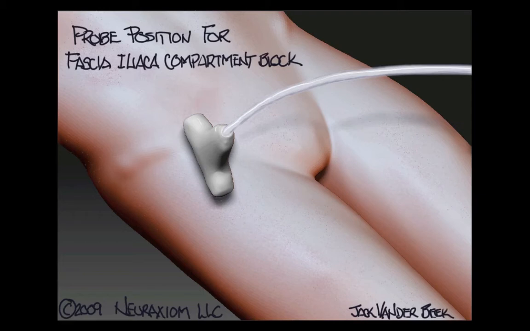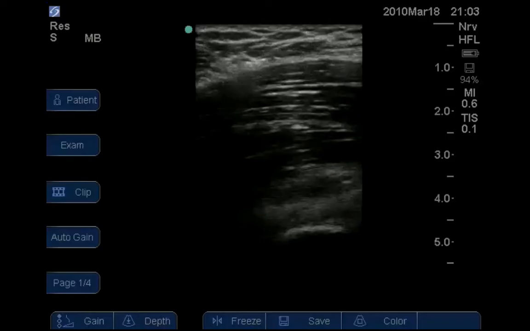Now, what I was saying earlier about finding the landmarks, the key things you want to know are, there's the inferior pelvic brim, so there's the ilium. On the left hand side of the screen is cephalad. So the probe is positioned as we saw in the previous diagram. The blue dot is the head end. So here we've got the ilium.